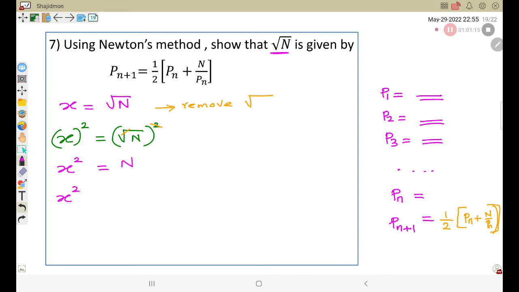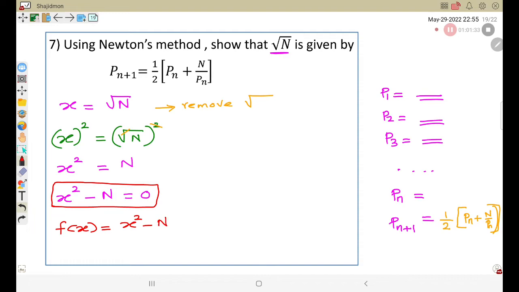Taking together, x power 2 minus capital N equal to 0. So that you can write our f of x. What is f of x? f of x equal to x power 2 minus n. Correct? Now just calculate f dash of x also. What is f dash of x? Derivative, x power 2 derivative 2x. Capital N is a number, number derivative is 0. So f of x we got, f dash of x we got.